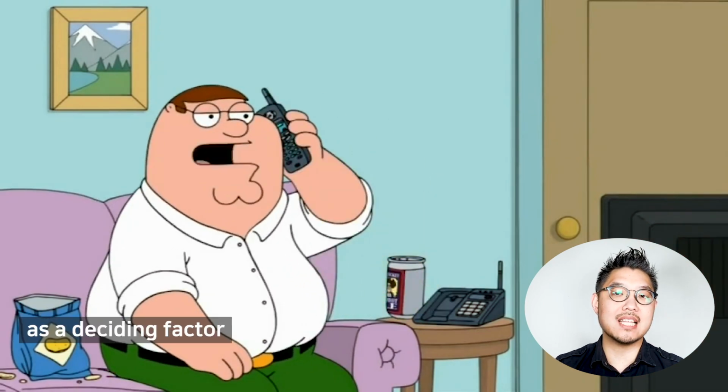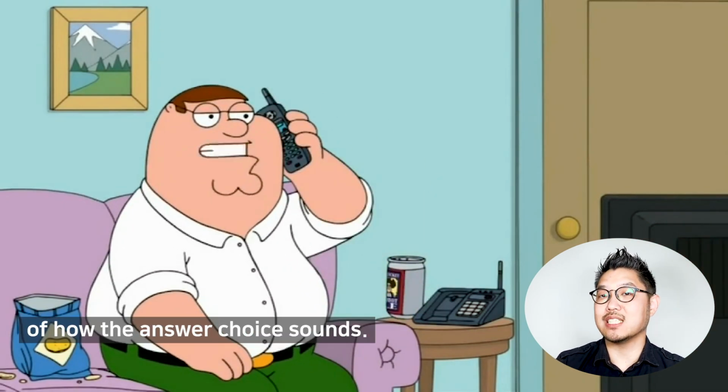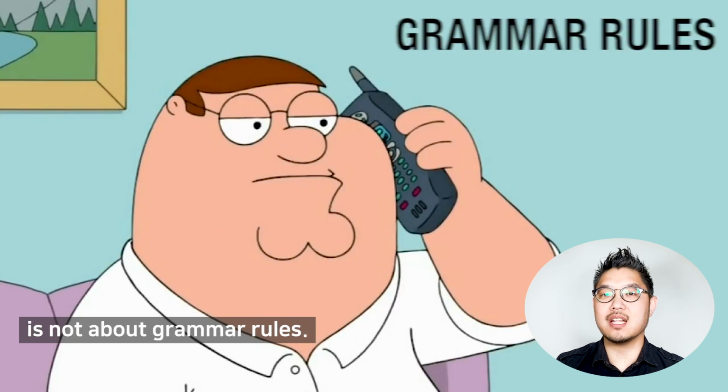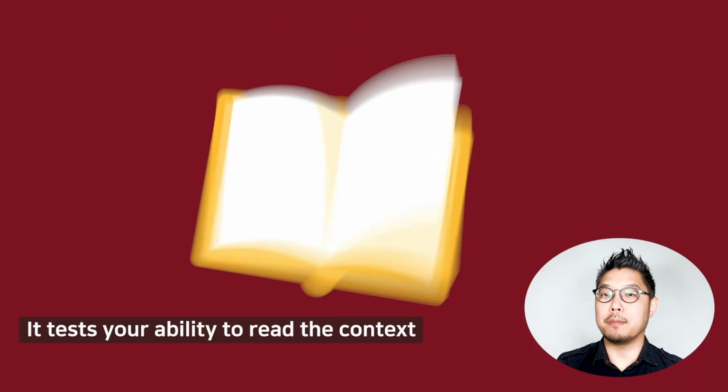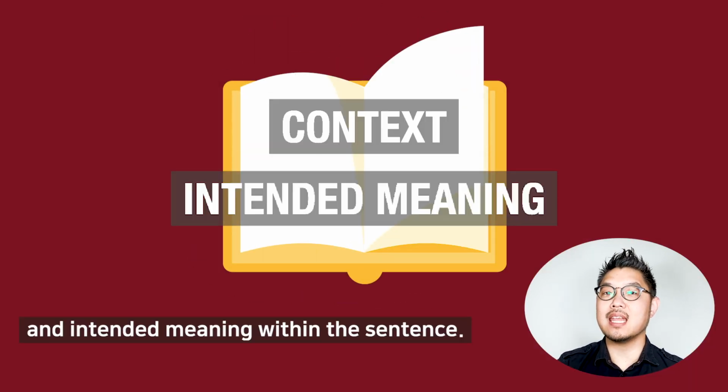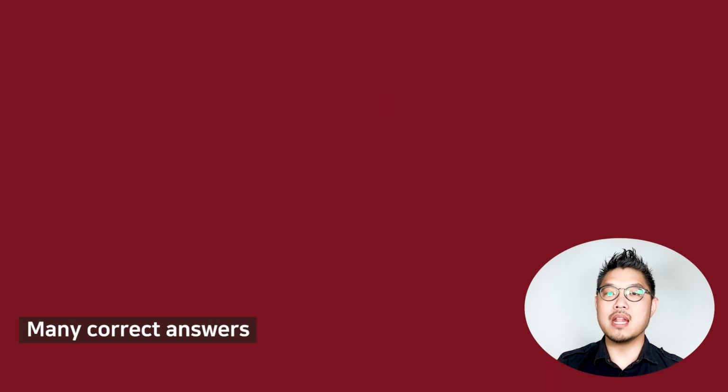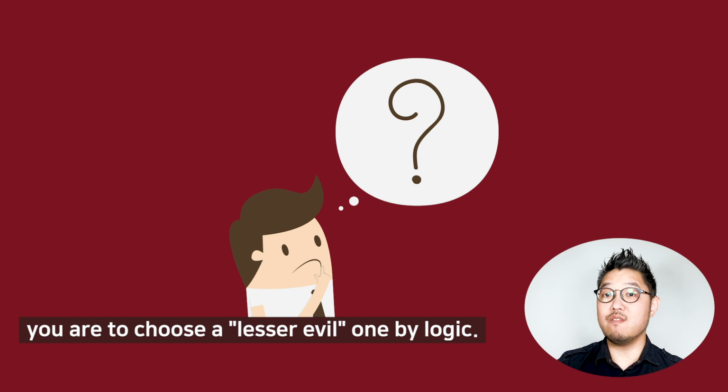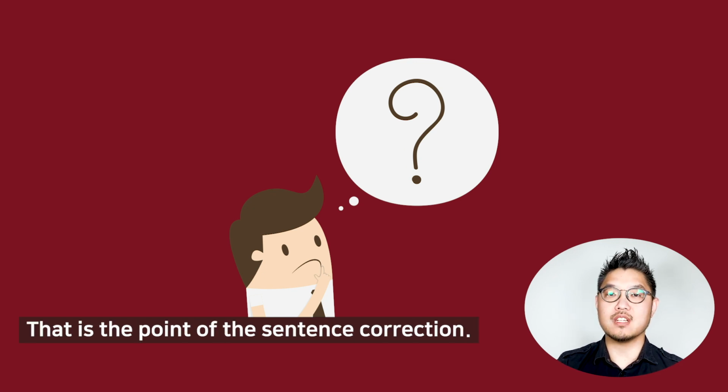Native English speakers particularly use ear as a deciding factor of how the answer choice sounds. However, the GMAT sentence correction is not about grammar rules. It tests your ability to read the context and intended meaning within the sentence. Many correct answers don't sound perfect. In fact, you are to choose the lesser evil one by logic. That is the point of the sentence correction.